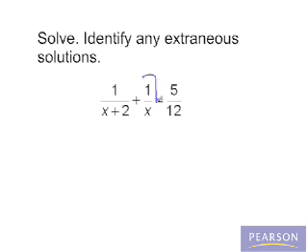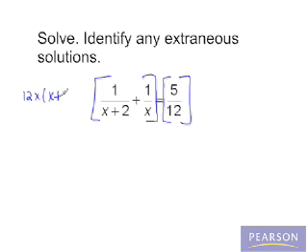So we are going to multiply both sides of this equation by 12x times x plus 2. And due to the fact we have two terms on the left side of our equation, we will need to use the distributive property on the left, not the case on the right hand side.